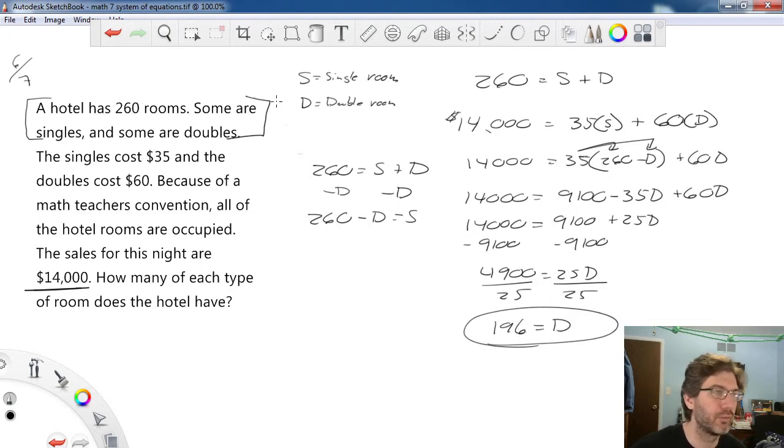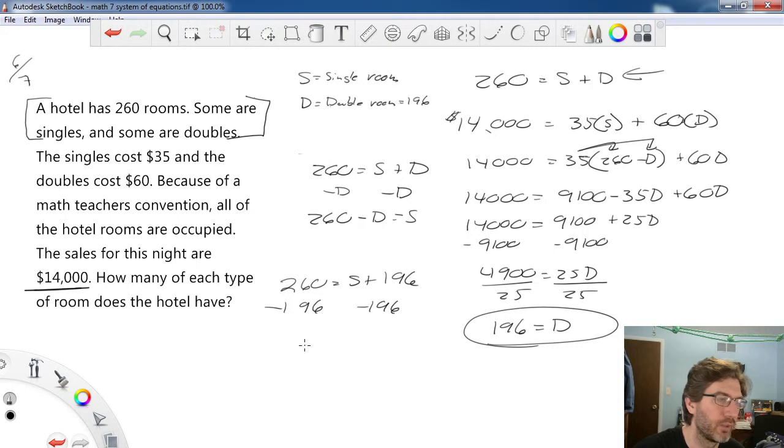So your double room is 196. And it's asking how many of each type. So there are 196 double rooms available. With that, once you get that information, plug back into the easiest one up here and solve for your single rooms. So we know that 260 equals your single room plus your double room. We know our double room is 196. So we just subtract them, and you get 64 single rooms.